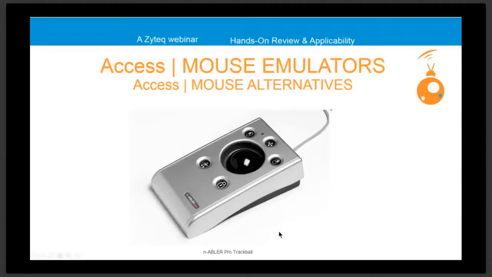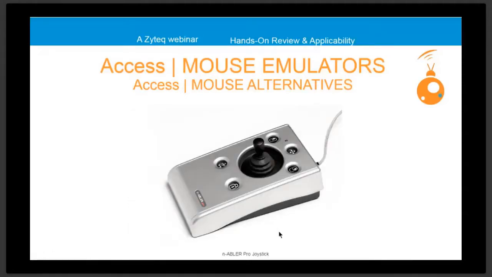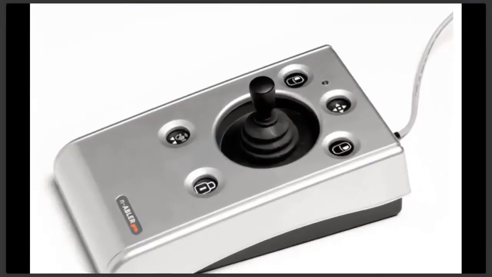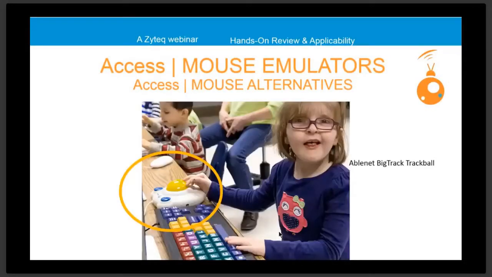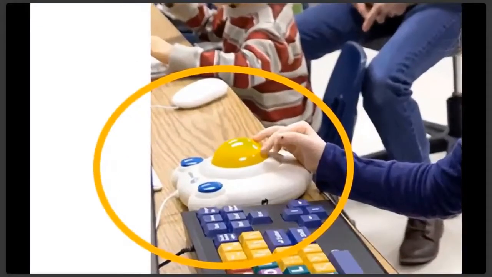Next, we have the Enabler Pro trackball and the Enabler Pro joystick. These are very heavy-duty controls that also have the option of inbuilt mouse clicks using the recessed buttons or external switches for mouse selection. This is the Big Track trackball by AbleNet, which has inbuilt buttons for left and right mouse click or external switches as well, and a very large, easy to access trackball.